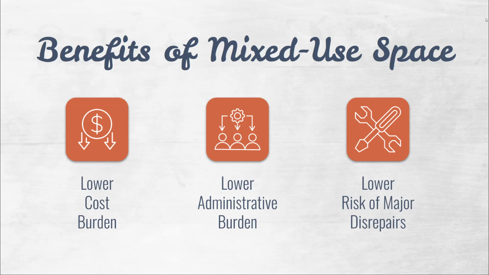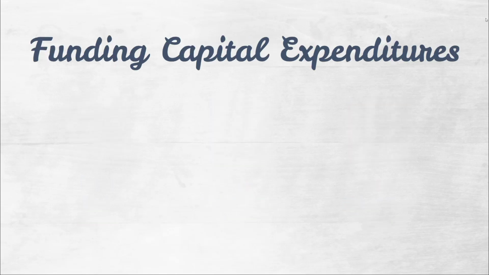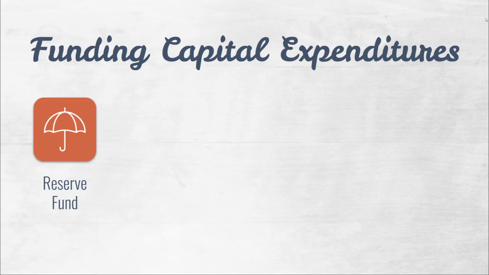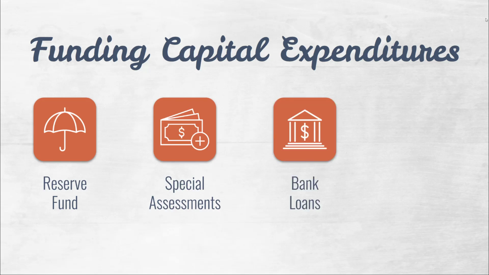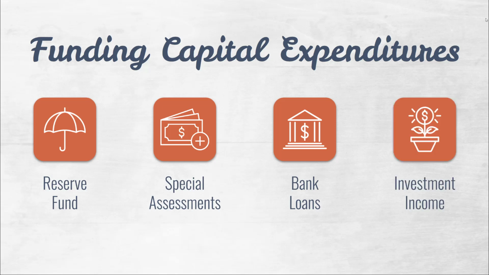So how do we pay for capital expenditures? It depends on the financial health of our association. If we have enough money set aside, we can use our reserve fund to cover the cost. But if we don't, we might need to raise a special assessment. In some cases, the association might take out a loan, which we then pay back over time. And if our reserves are in really great shape, we might even be able to invest some of that money and use the interest to help pay for capital projects.